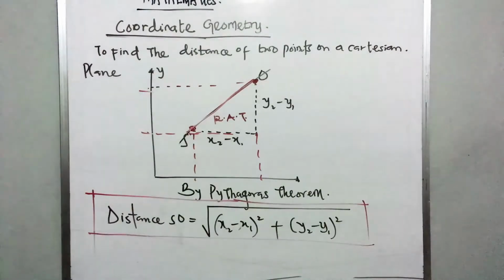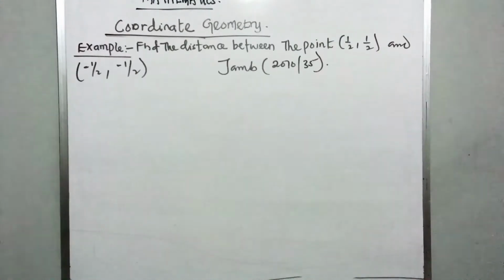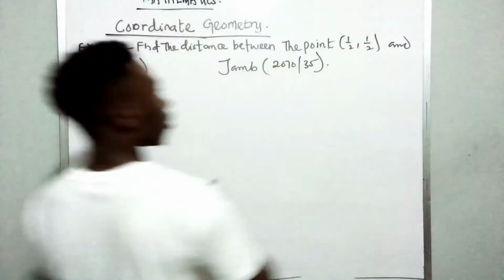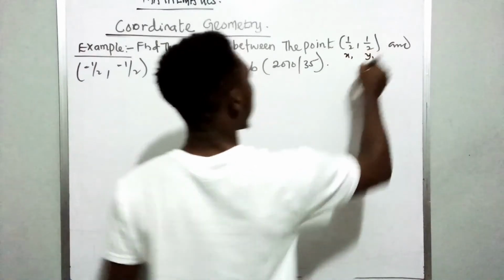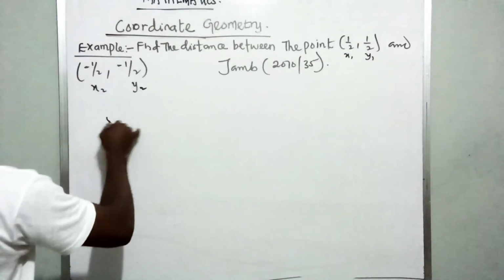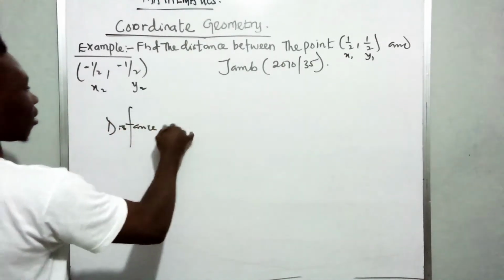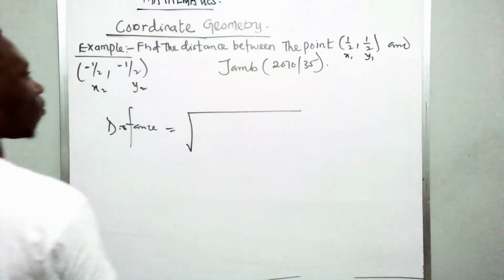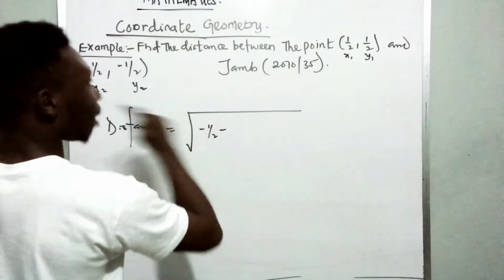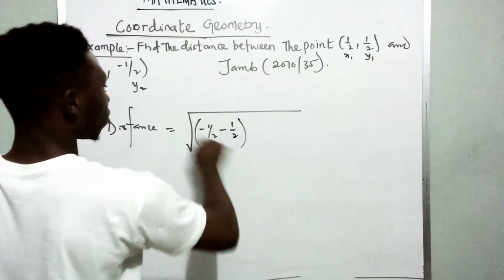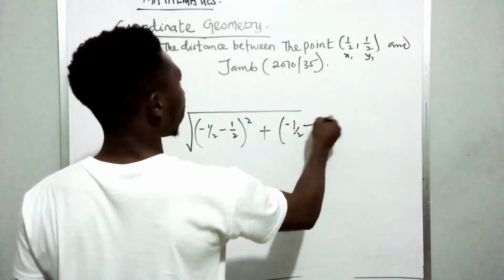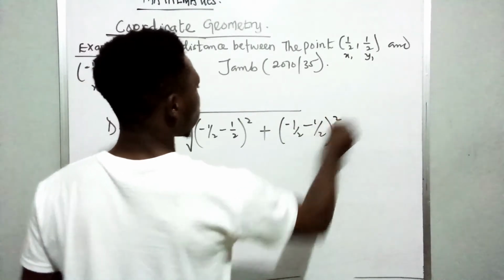So with this, let us pick questions and deal with them immediately. Here, given this question, JAM 2010 question number 35. So we have here, let's say this is your x1, y1, x2, y2. They ask us to look for distance. So distance here is equal to the square root of x2, that's 1 over 2, minus x1, that's 1 over 2, squared, plus y2, that's minus 1 over 2, minus y1, 1 over 2, squared.